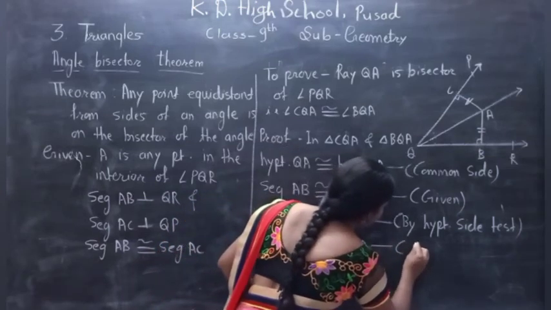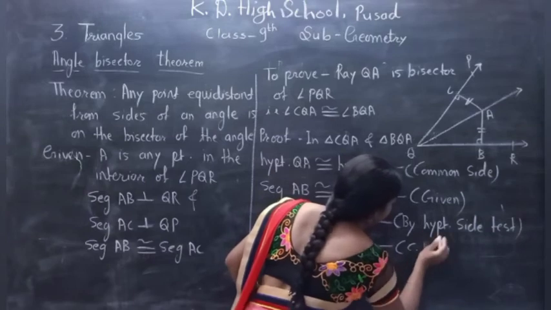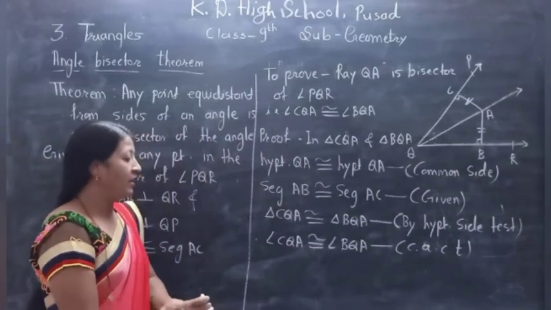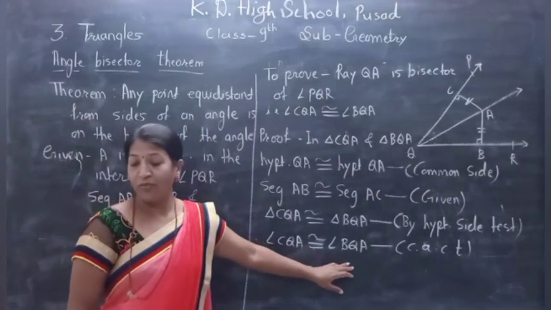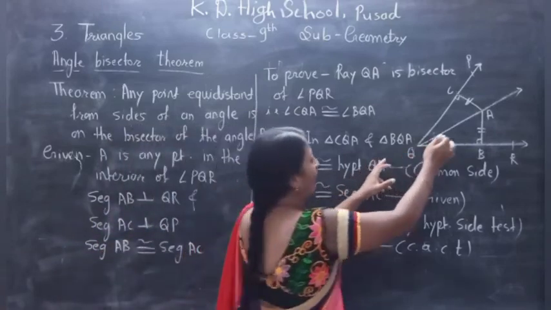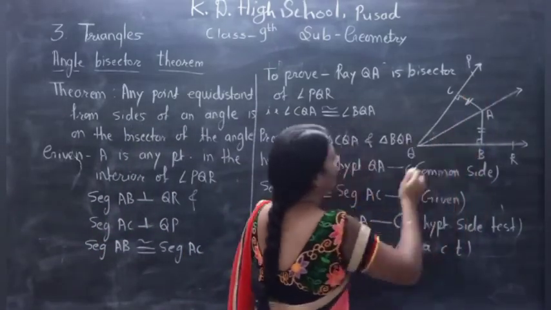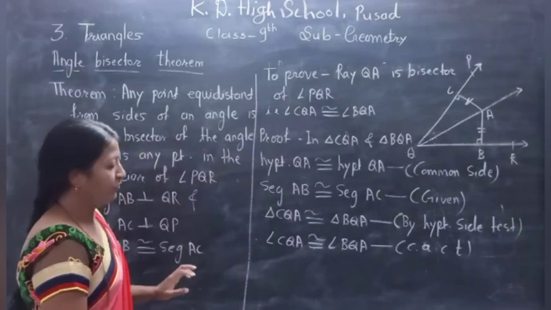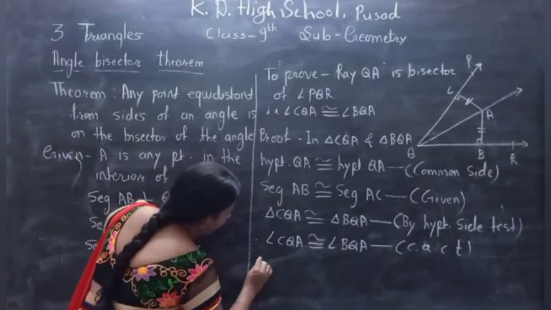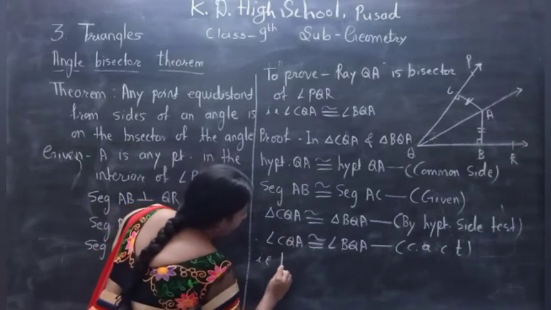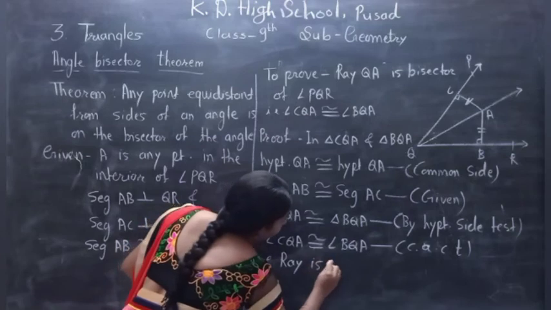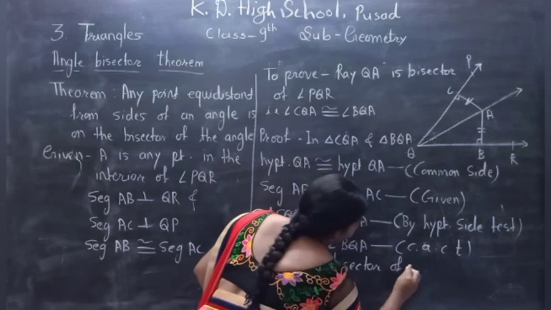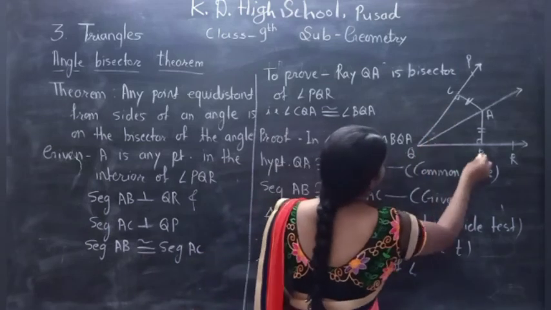What is the reason? CACT, corresponding angles of congruent triangles. And as these two angles are congruent, it means what? That QA is the bisector of angle PQR, or CQB first of all. It means that ray QA is bisector of angle CQB.